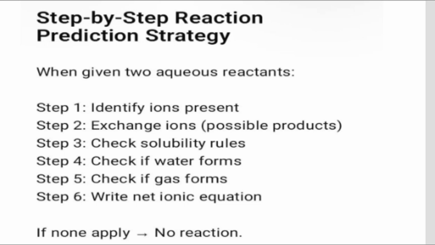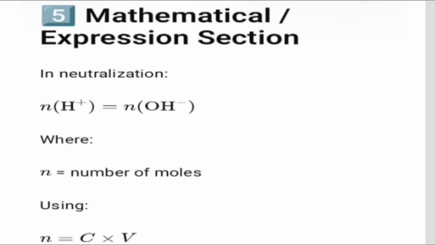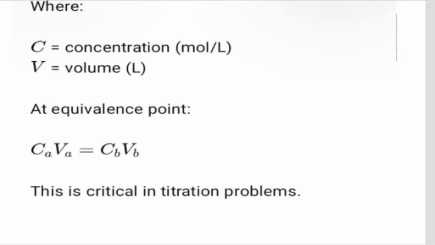So in neutralization, there is this mathematical expression that I want to give you. The number of hydrogen ions is equal to the number of hydroxide ions. So keep this formula in mind, where n is the number of moles. We know from molarity that the number of moles is equal to concentration times volume, where C is concentration and V is volume. At the equivalence point, we have concentration A times VA is equal to concentration B times VB. This is critical in titration problems.